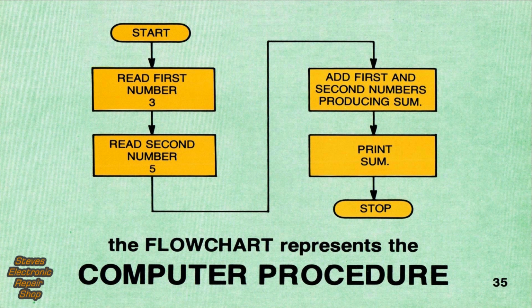If we chart each step the computer takes in our simple addition problem, it looks like this. Each block represents one computer operation. The arrows between blocks represent the flow of computer operations. Therefore, the entire sequence is known as a flowchart. Hence, the flowchart represents the computer procedure.